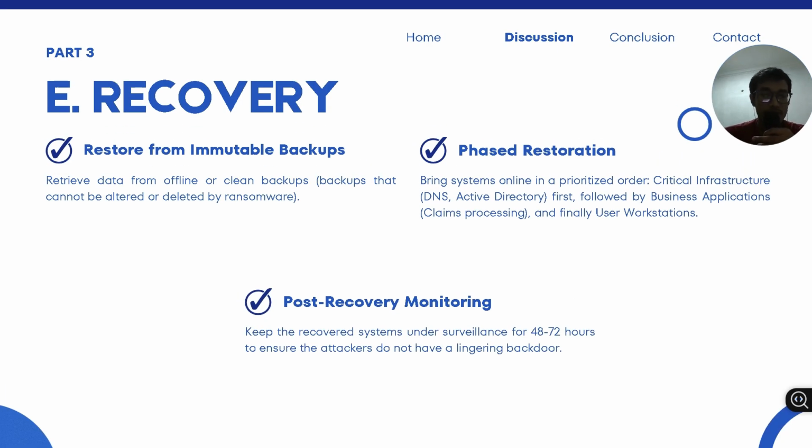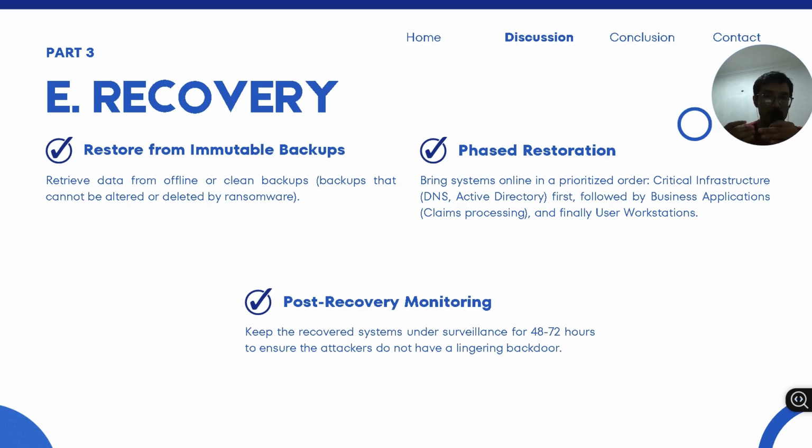Next one, E, is recovery. Recovery is a procedure for restoring affected systems. What we can do, the first is we restore from immutable backups. How? We retrieve data from offline or clean backups, which are backups that cannot be altered or deleted by ransomware.